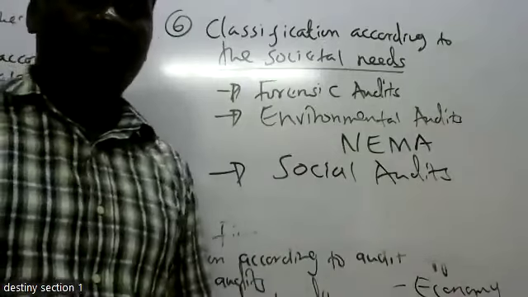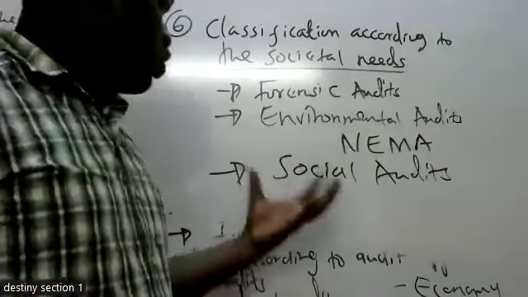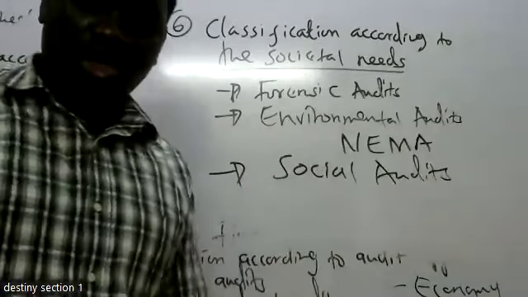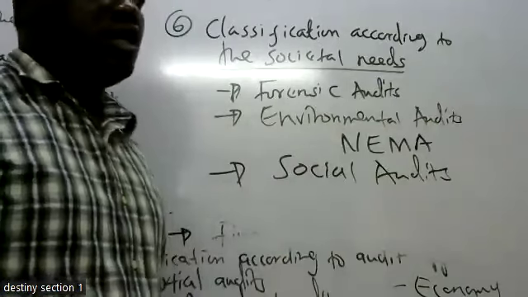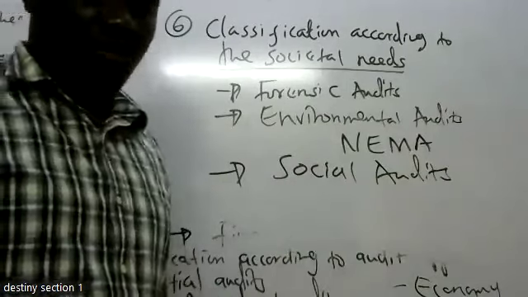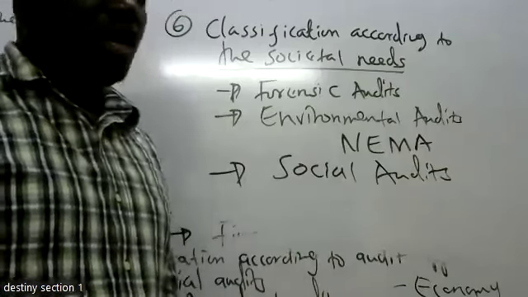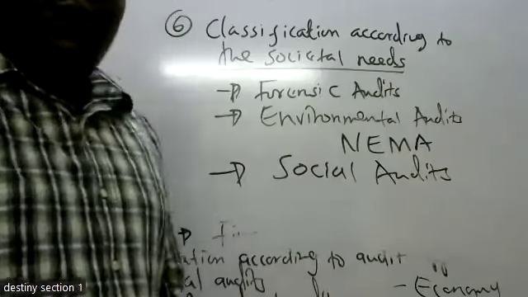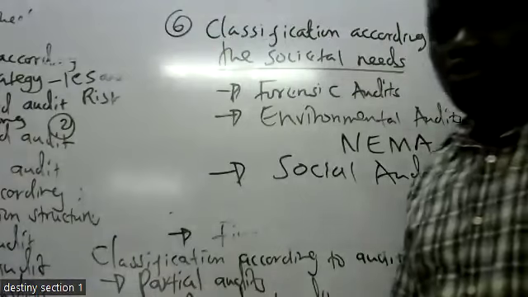Or even sometimes before a mega project is put in a certain place, a social and environmental audit may be required. That is done, and it can give them an okay whether that project can be commenced or it cannot be commenced. Those are the various types of audits and the classification, which is very important for us to be able to know.